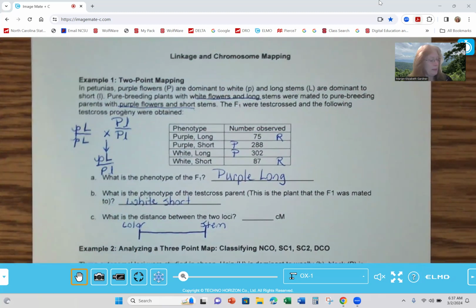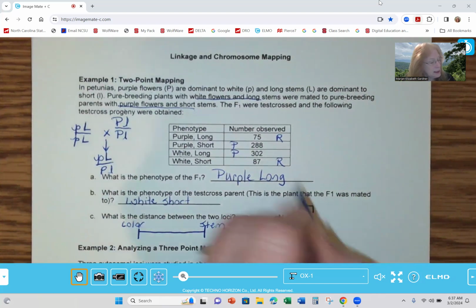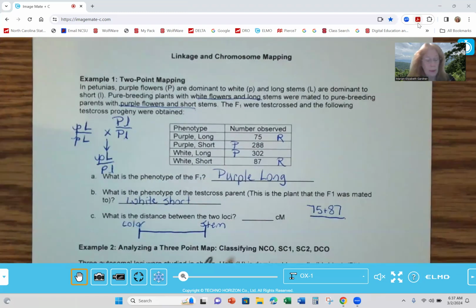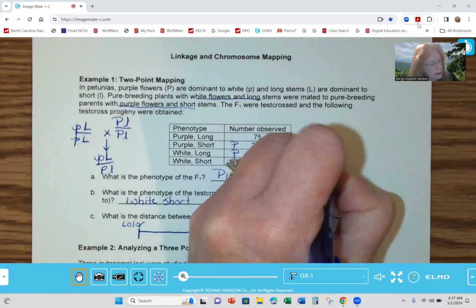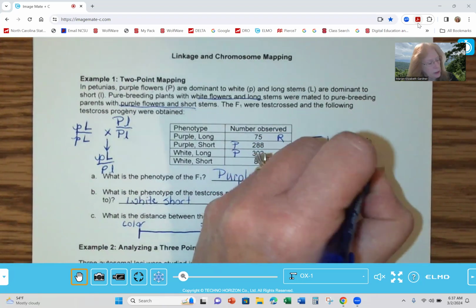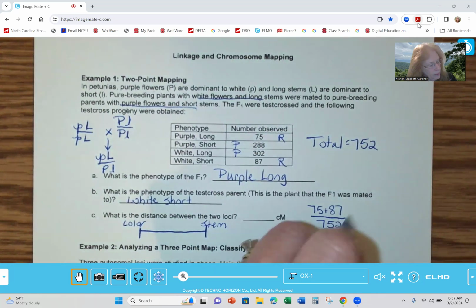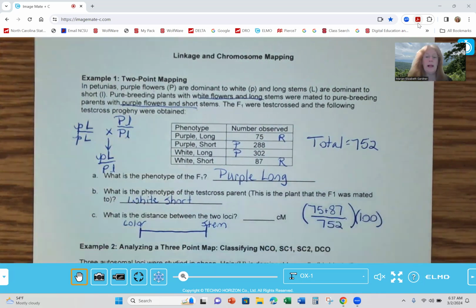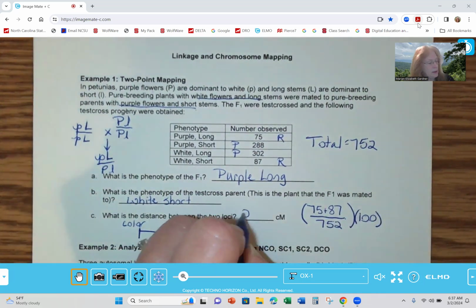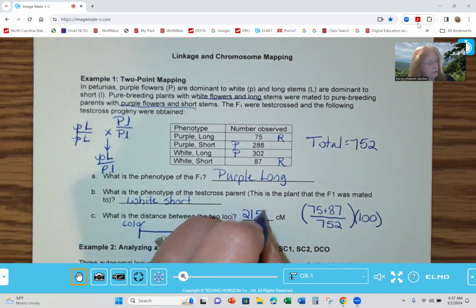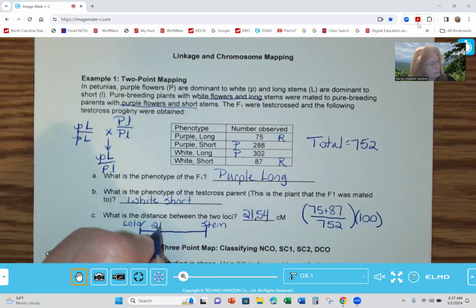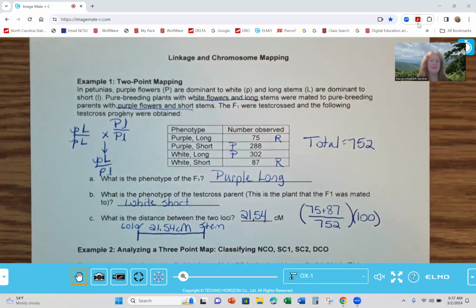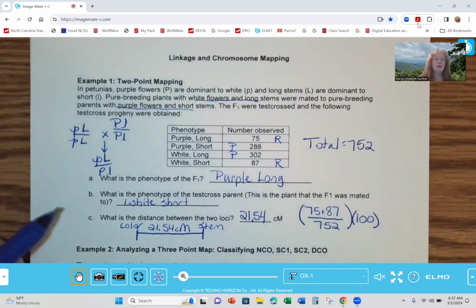We can calculate the map distance as the number of recombinants. Let's see, there were 75 plus 87 divided by the total number. Our total here is 752. And that's our recombination frequency. But to get that into percent, we have to multiply times 100. And that equals 21.54 centimorgans. And now we have our map. Okay, this is 2 points.